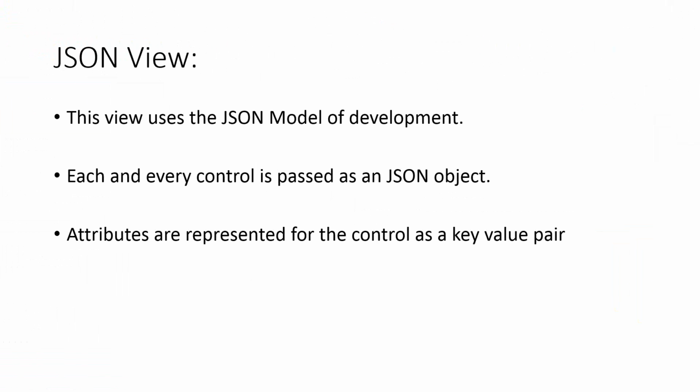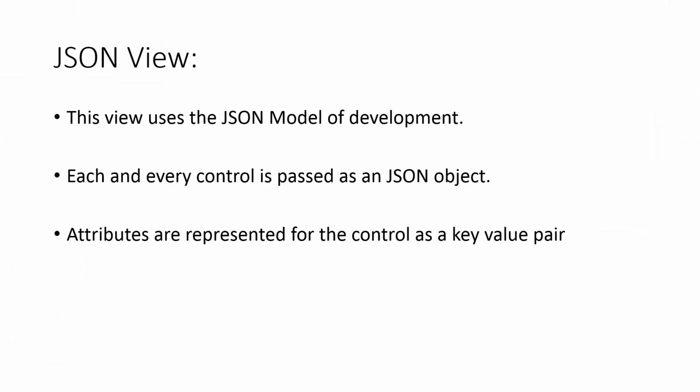So the next mode of development that we are going to look at is the JSON view, the JSON mode of development. In this mode, JSON programming, as I have told you already, is basically nothing but the representation of an object in terms of key value pairs. Every control that I created earlier, I passed in a div tag in an HTML application. Whereas with the JSON application, every tag that I want to create, I am going to create as an object.